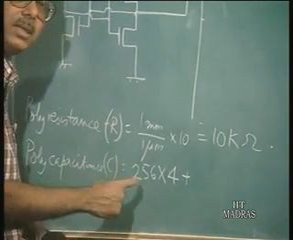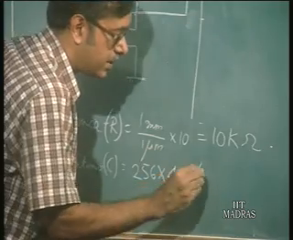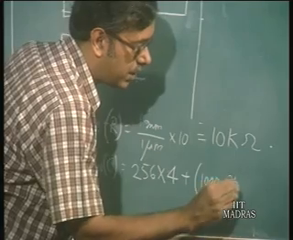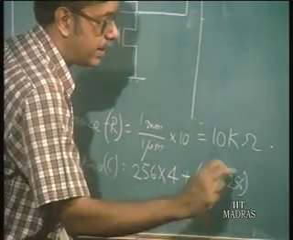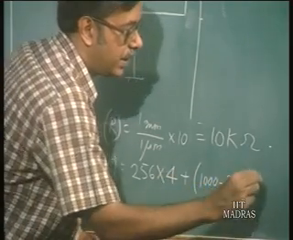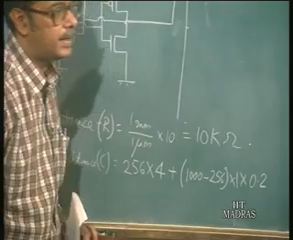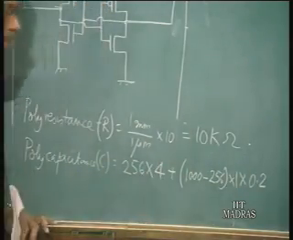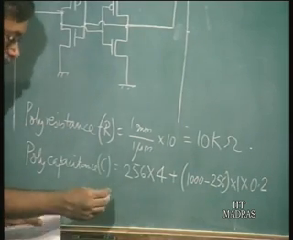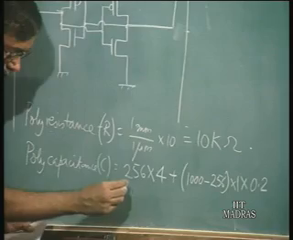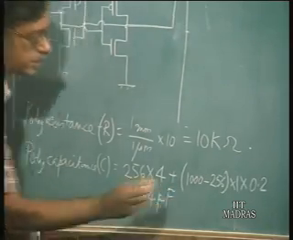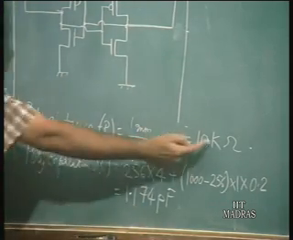For the remainder of 1 millimeter it is going to run on field oxide. So, plus 1 millimeter, that is 1000 micron minus 256 micron, which is the field oxide length, into 1 micron width. This is the area, into 0.2 femtofarad per micron squared. So, the total capacitance works out to 1.174 picofarad. So, this is the resistance and this is the capacitance.